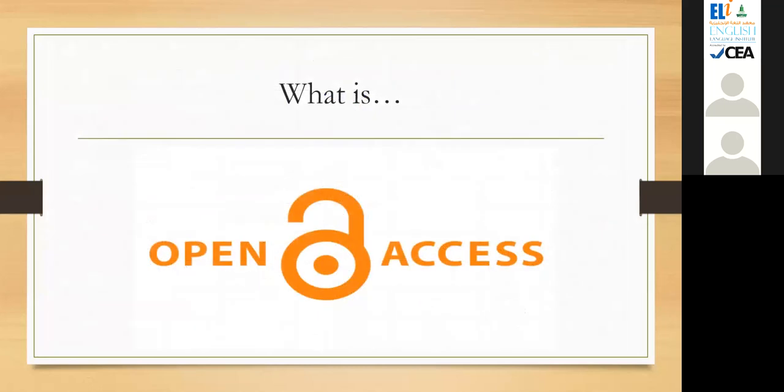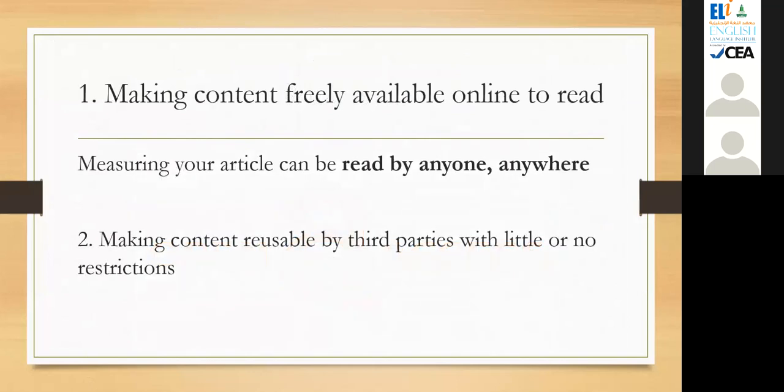Okay, so what is open access? It is making content freely available online to researchers. You make it available online, so your article can be read by anyone, anywhere. So you make it more accessible to others. It also means making content reusable by third parties with little or no restrictions. That means that someone can use your work with little or no restrictions.